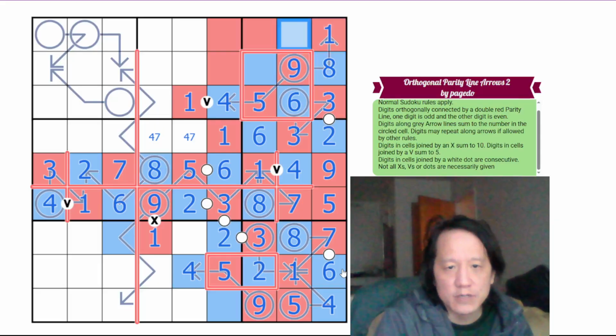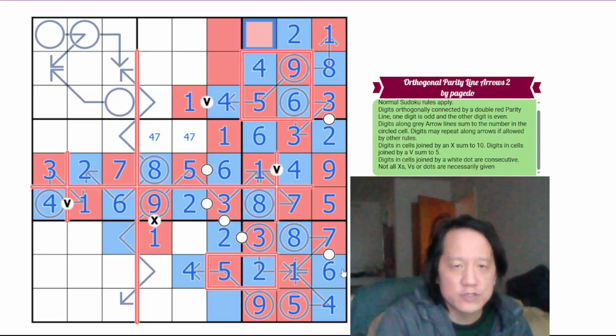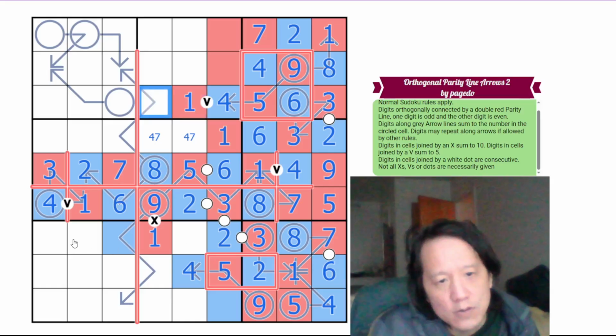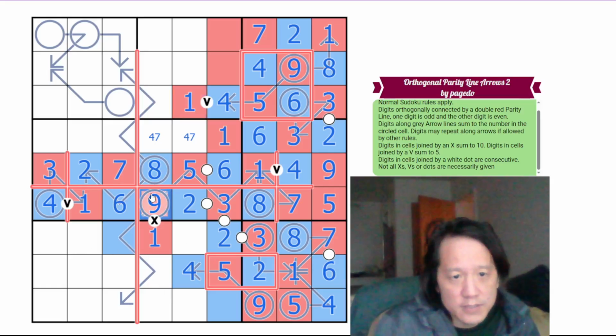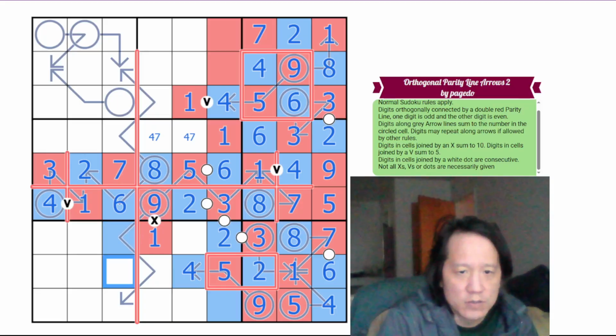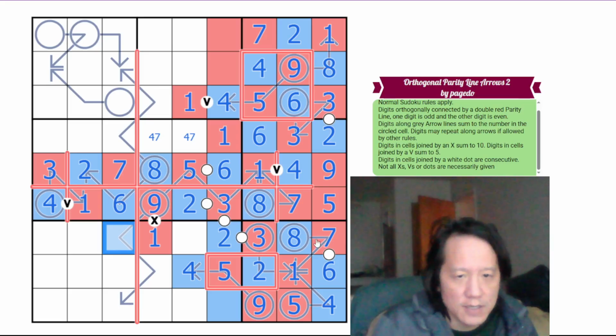Last digit in column 8 is a 2. That leaves this as 4 and 7. So 4 is here and 7's here. Okay, this adds up to 9. This is at minimum of 4. And it can't be 6. It can't be 8. Can't be 2. So this has to be a 4.